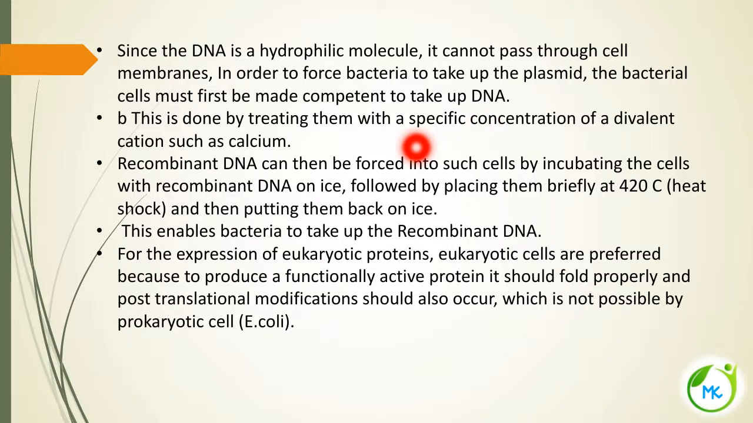And this competence, how can it be achieved? By treating them with a specific concentration of a divalent cation such as calcium. The recombinant DNA then can be forced into such cells by incubating the cells with recombinant DNA on ice, followed by placing them briefly at 42 degrees Celsius, a heat shock, and then putting them back on ice. All this procedure will make the bacteria competent, so that now it can take up the recombinant DNA.